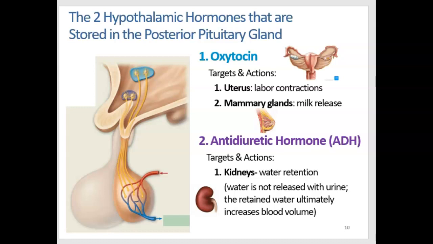It acts on the kidneys to retain water, because diuresis means to urinate. So this is an antidiuretic, and we call it antidiuresis. Antidiuretic. So water's not released with the urine as much. We retain water. It ultimately acts to increase our blood volume.